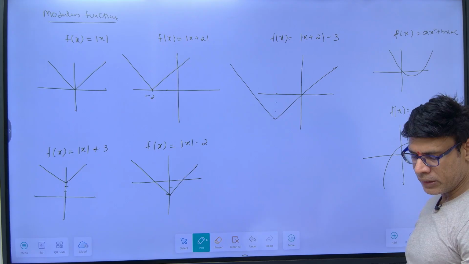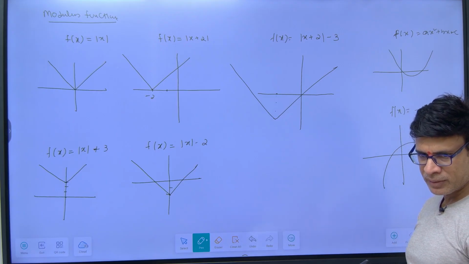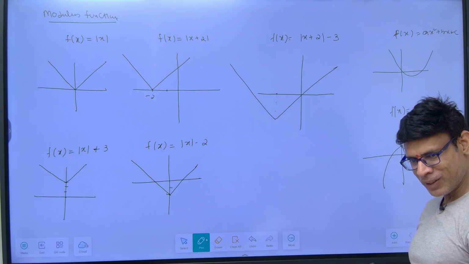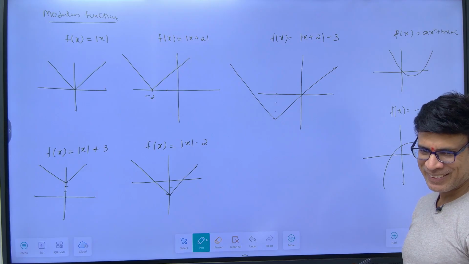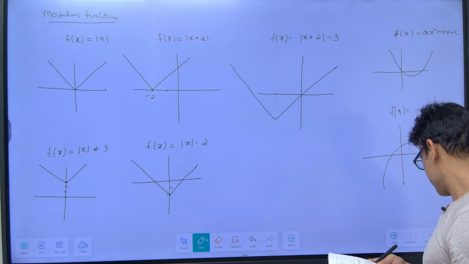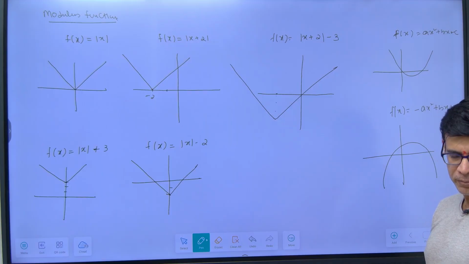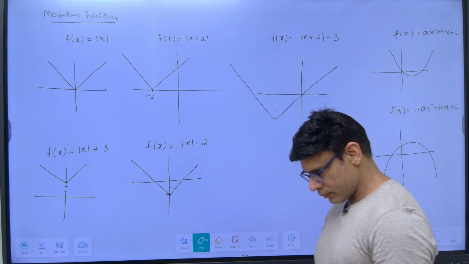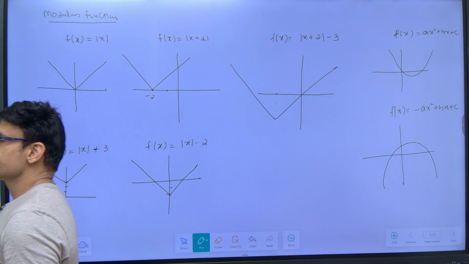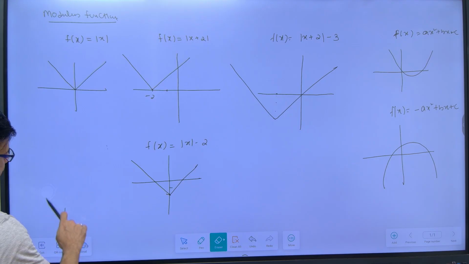You guys know increasing and decreasing functions? You know increasing, decreasing? Are you sure? If not, tell me, I will tell you, don't be shy. Yes, I'll tell you. Increasing and decreasing function. So let us understand what is an increasing function and what is a decreasing function.